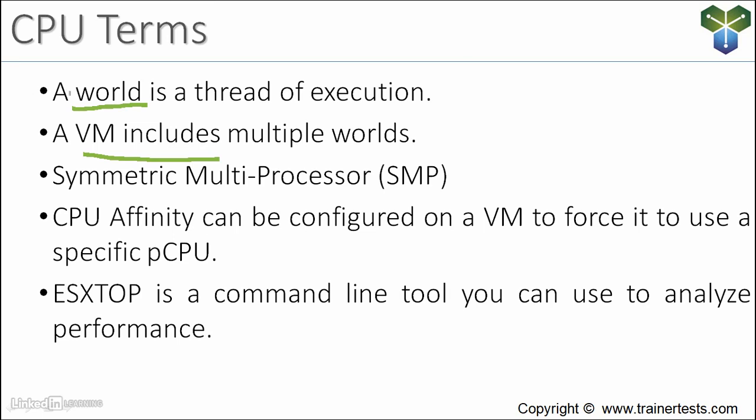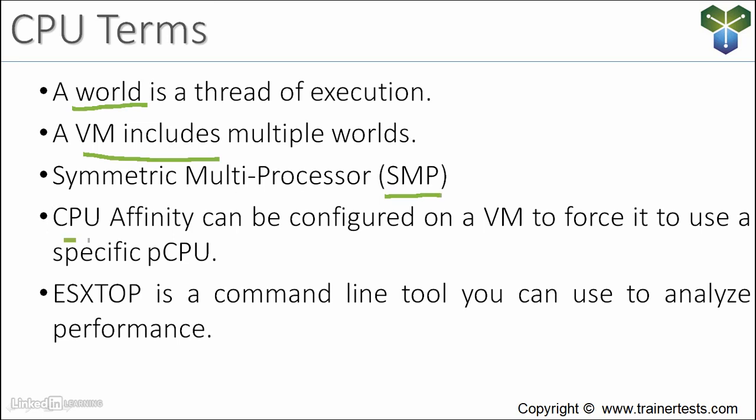Then we have symmetric multiprocessor. So symmetric multiprocessor is a simple one. When you see SMP, what you basically want to think is this is what gives the ESXi host the ability to support virtual machines with multiple CPUs. That's really all it is. Symmetric multiprocessor, allowing a virtual machine to leverage multiple physical processors at once.